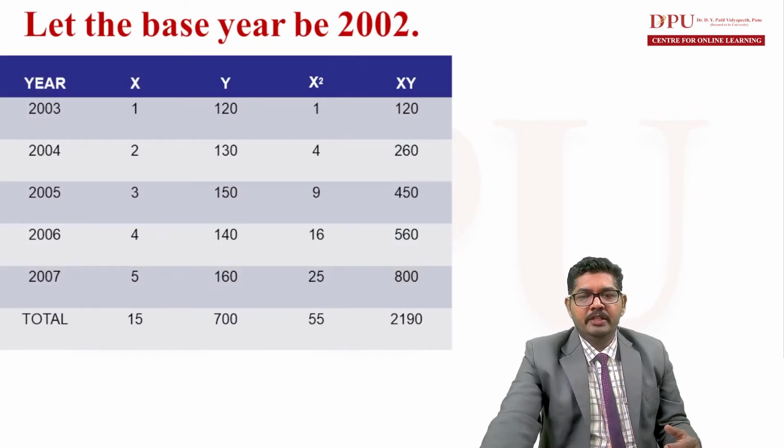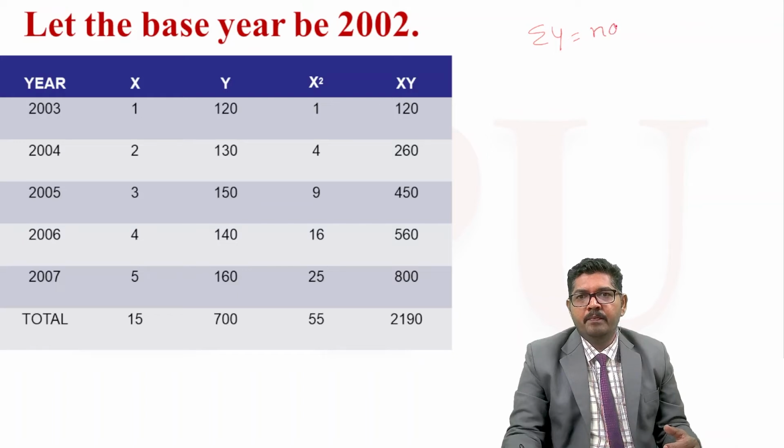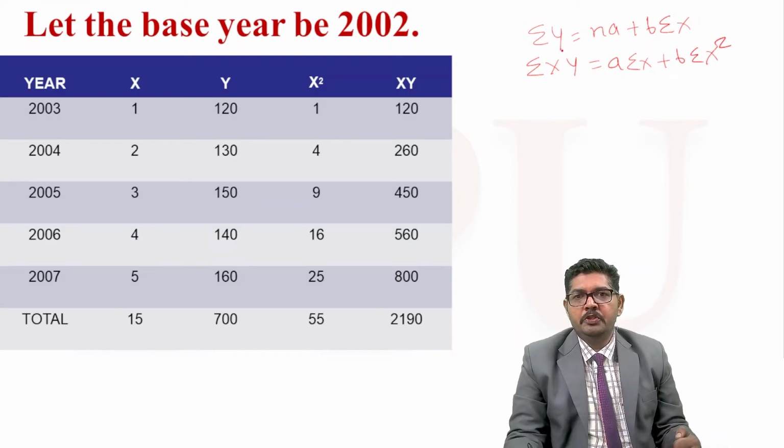So what we have to do basically, again we have to write those two equations which we have learned. Let me write them here again. Summation of y is equal to na plus b summation of x, and then summation of xy is equal to a summation of x plus b summation of x square. Now look at these two equations. What we need: summation of y, summation of xy, then we need this n, then summation of x, summation of x square.